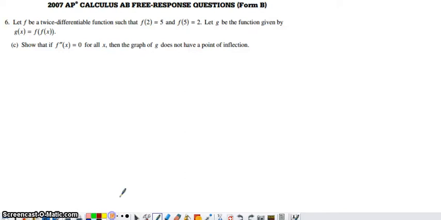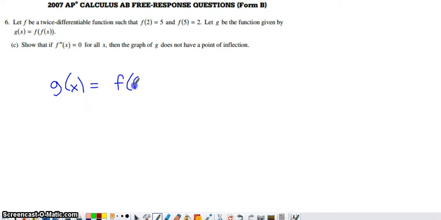So here is part C of 2007 Form B from the AB exam, and in part C we want to show that if f double prime is equal to 0 for all x's, then the graph of g does not have any points of inflection. And the way that g is defined is right here. So g is defined to be f of f of x. So g of x, I'm just going to write it out right here.